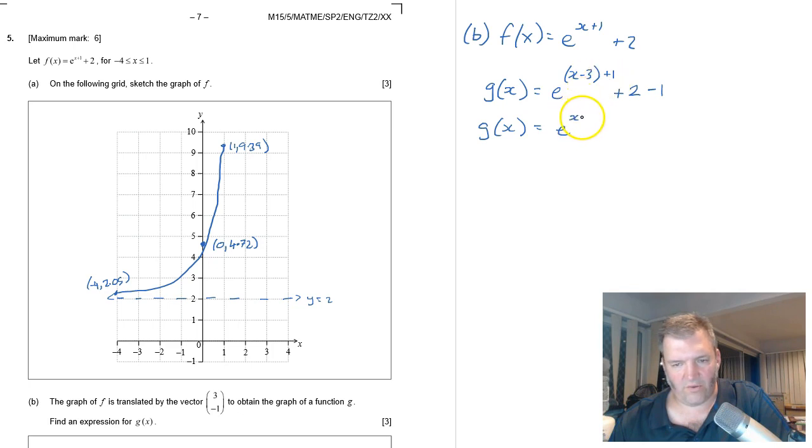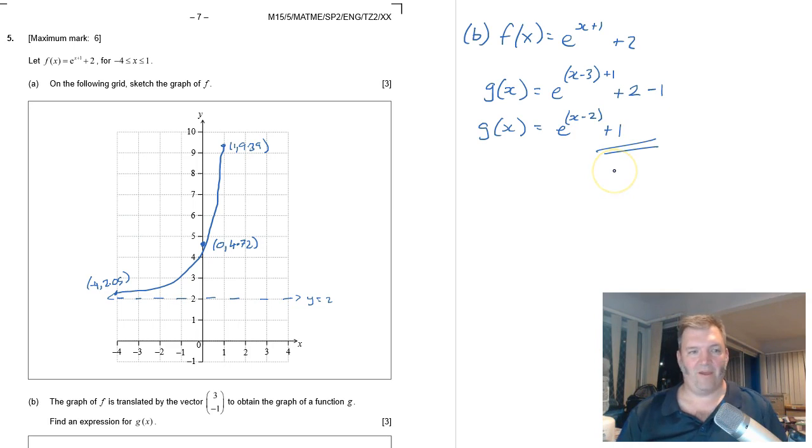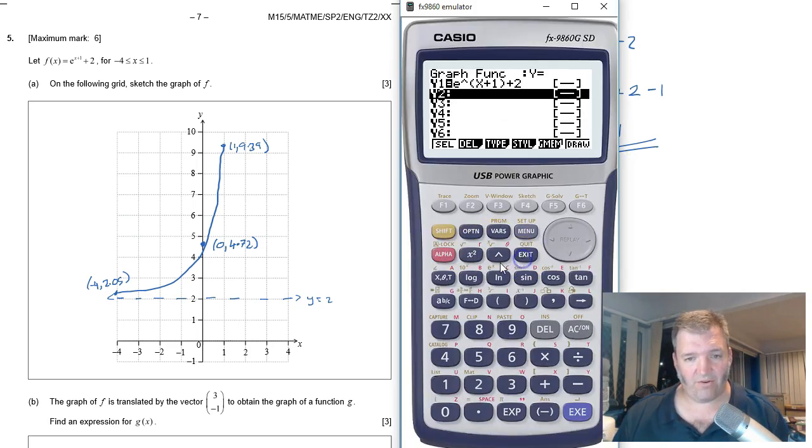That's x take 2. Plus 2 minus 1 is plus 1. And you are done. Alright, that's question 5. You could, if you wanted to, have a little look at that and make sure it looks like it's been shifted in the right direction.